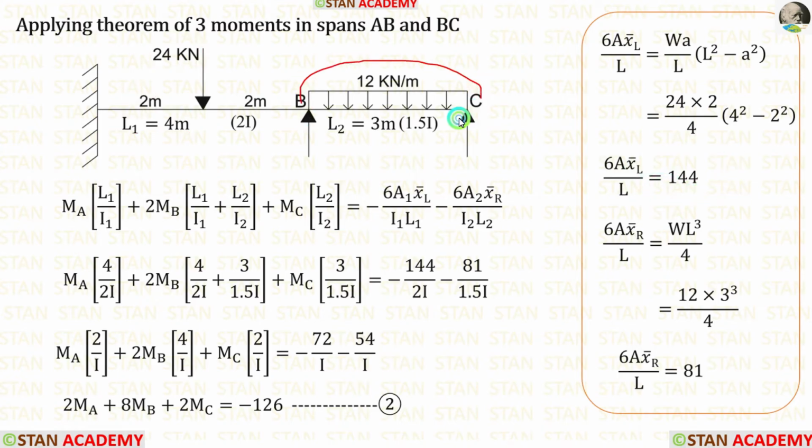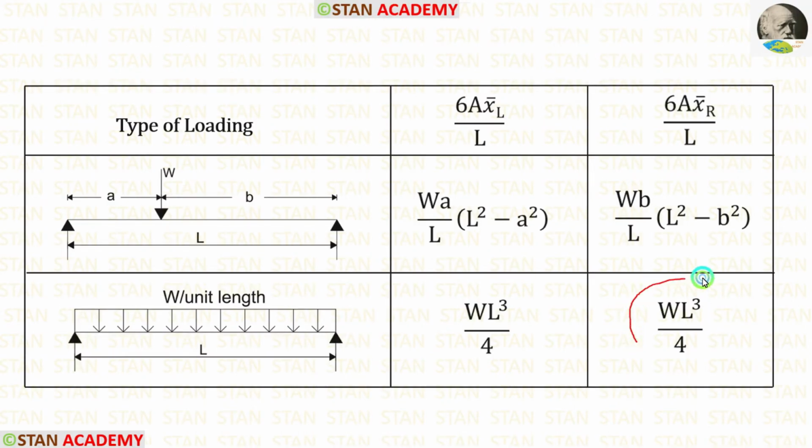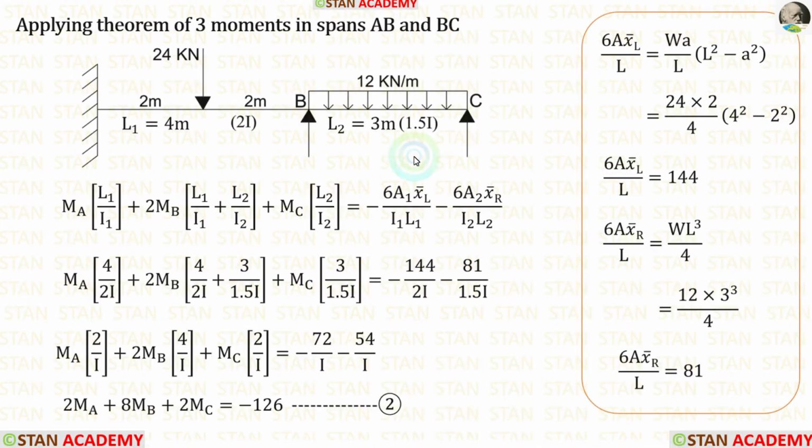In the span BC, we are having UDL. We have to calculate 6A x bar right upon L. The formula is WL cube upon 4. In the formula, let us apply the values. W is 12, L is 3. After applying, we are getting 81. Let us apply these values in the equation. Then let us eliminate I on both of the sides. Finally, we are making the second equation.